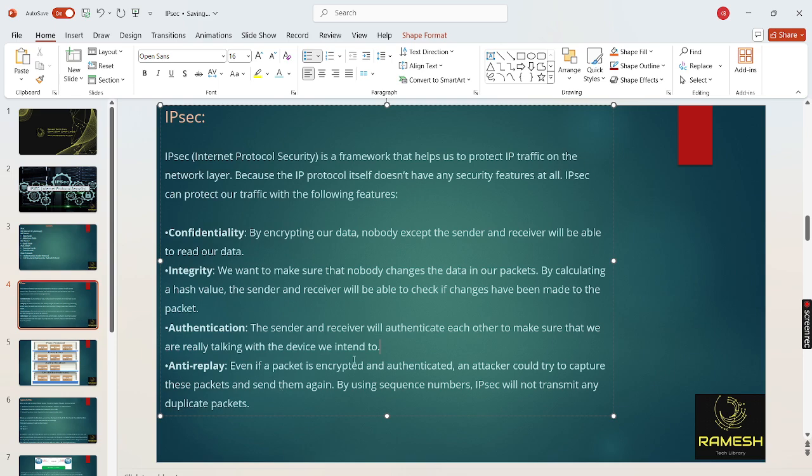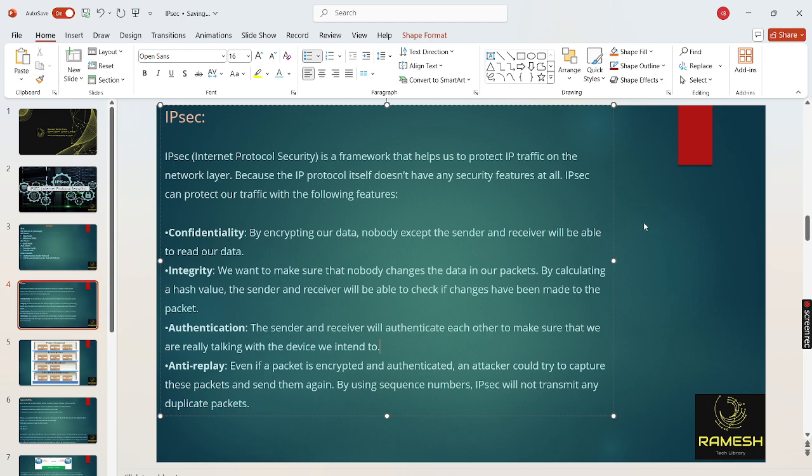If the sequence number changes, these anti-replay packets use the sequence numbers. If any of the data changes in between, the sequence number may change. So if the receiving sequence number is changing, these IPsec packets will not be received or transmitted through the IPsec tunnel.